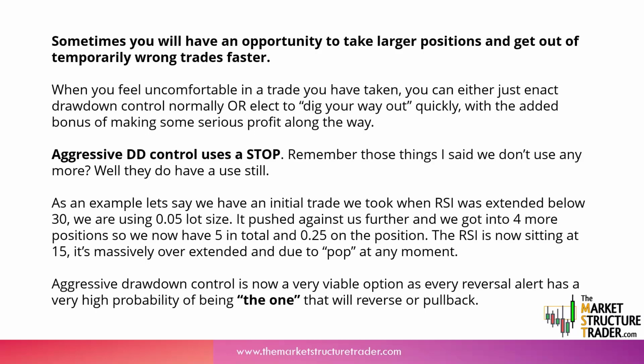So aggressive drawdown control uses a stop. Remember those things I said we don't use anymore? Well, they do still have a use. As an example, let's say we have an initial trade we took when the RSI was extended, below 30. Yep, so the RSI has got low.